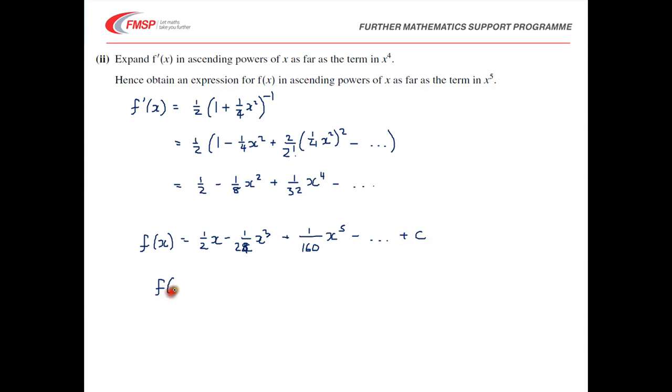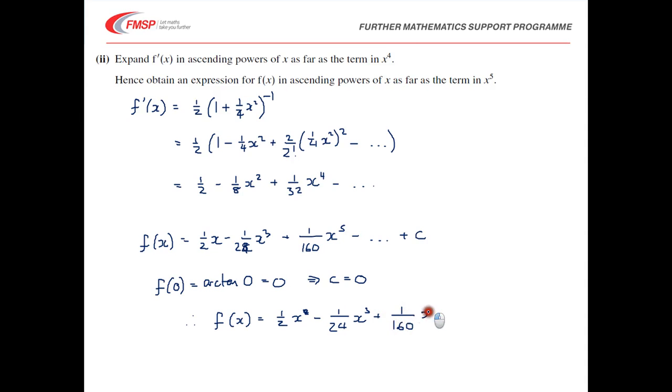However, f of 0 is arctan of 0, which is 0, and that means that my constant must be 0, which gives me a final result. f of x is a half x minus 1 over 24 x cubed plus 1 over 160 x to the 5 dot dot dot.